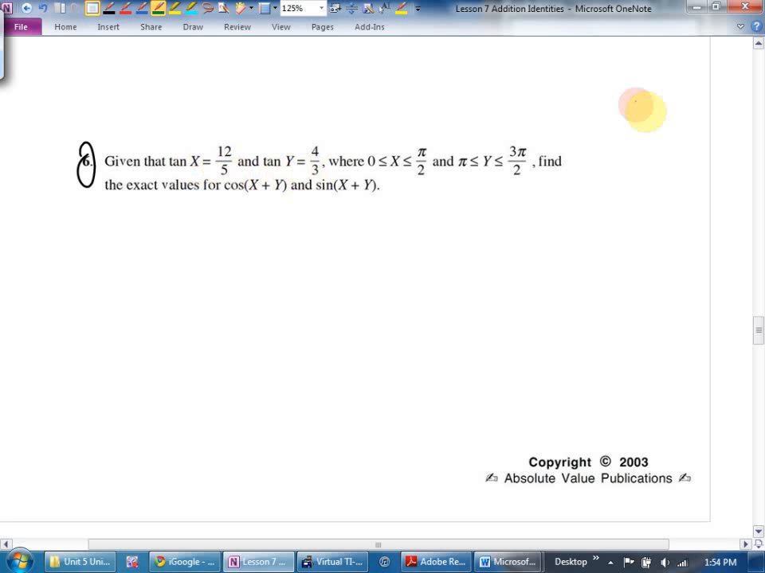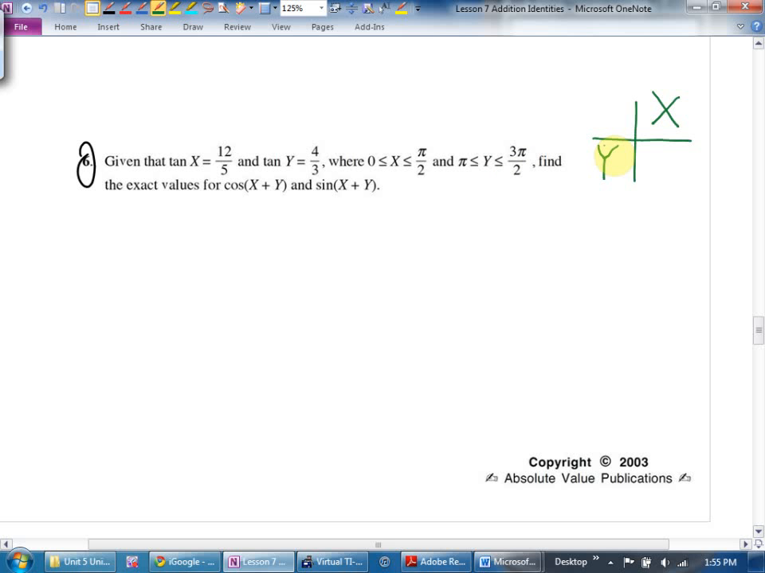Okay, anyhow. Here's the first thing I notice. If I do a sketch, they're telling me that this first angle, big X, is between 0 and pi by 2. Angle X is right there, somewhere. Sine, cosine, and tan are all positive. And they're telling me that angle Y is between pi and 3 pi by 2. Angle Y is right there. Tangent is positive, but sine and cosine are not.